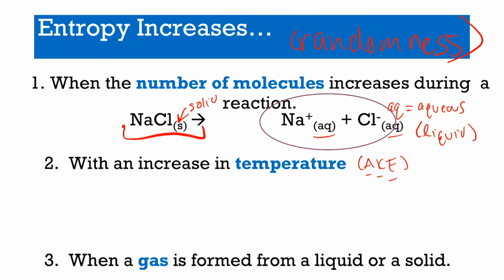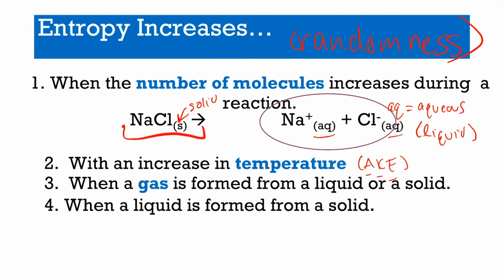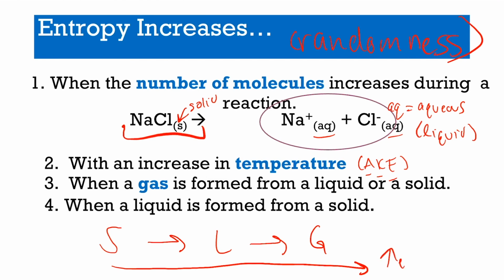Moving along to the next factor, when a gas is formed from a liquid or a solid. Again, there's a phase change. Gases generally have higher entropy compared to either a liquid or a solid. And then lastly, when a liquid is formed from a solid. Again, solids have the lowest entropy compared to the other states. Remember that slide we talked about a few slides ago, that as you progress from a solid to a liquid, your entropy increases.